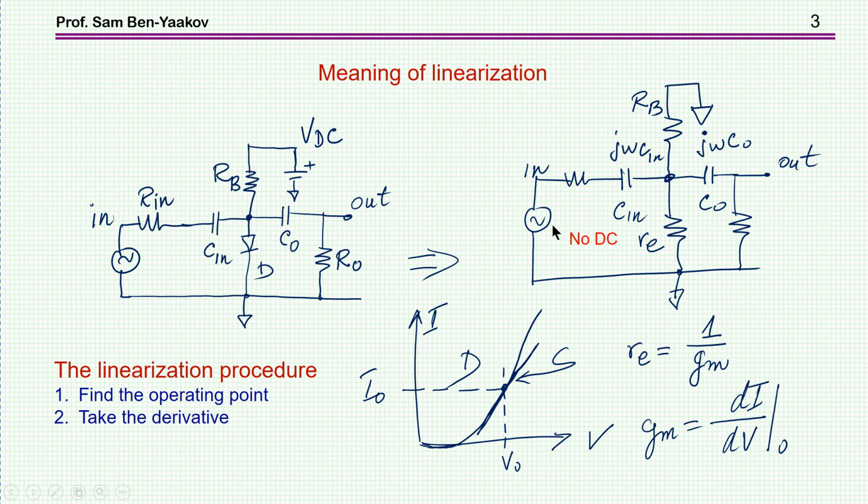So the steps for running an AC analysis for the linear circuit to work are, first of all, to find the operating point, and then to take the derivative, which is the slope, which is the small signal local behavior of the function, and replace the nonlinear element with this local linear element.